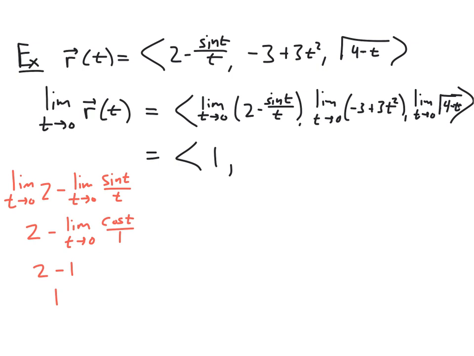The second component is a polynomial, so we can just evaluate it at 0. So that would be negative 3 plus 3 times 0, so negative 3. And the last one, we again just evaluate at 0, so we get the square root of 4, which is 2. So the only one that we had to do some work on was that first component.